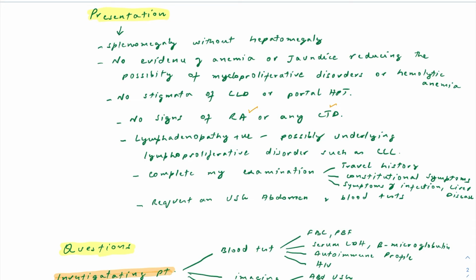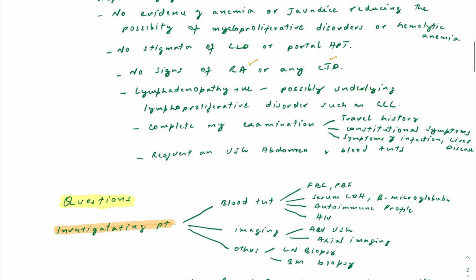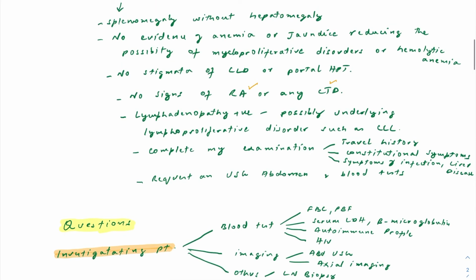And then you will not stop here. You'll say, I'll complete my examination by taking a detailed history, particularly travel history. I'll ask about any constitutional symptoms, any symptoms of infections or liver disease. And moving on, I'd like to request an ultrasonography of the abdomen to confirm my findings and do some blood tests to look for the cause of the splenomegaly. So this is how your presentation should be, and please keep in mind, practice it two to three times so that if you come across a case of splenomegaly, there should be no confusion.